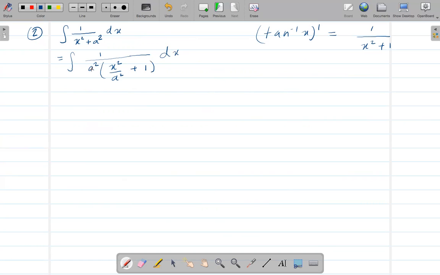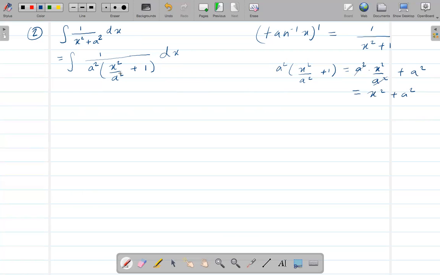Well, yes. If I distribute a squared to these two terms, this a squared times x squared over a squared, the a squared will cancel, so we'll just have x squared. And again, if I distribute this to the 1, it will be a squared. So x squared plus a squared, right? That means these two are exactly the same thing.